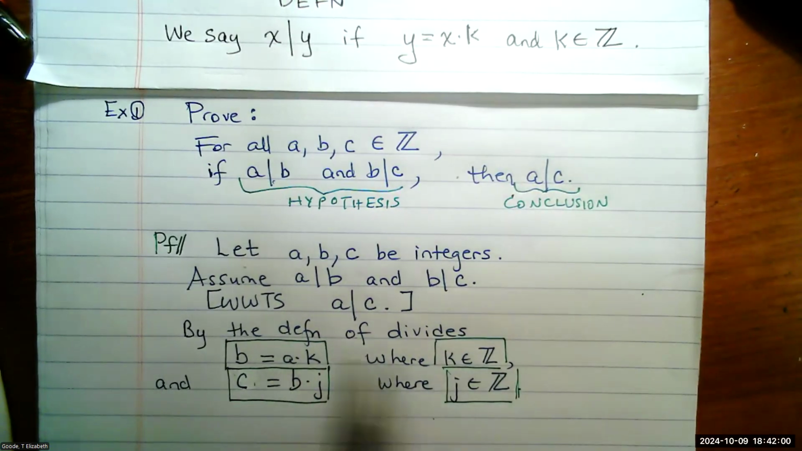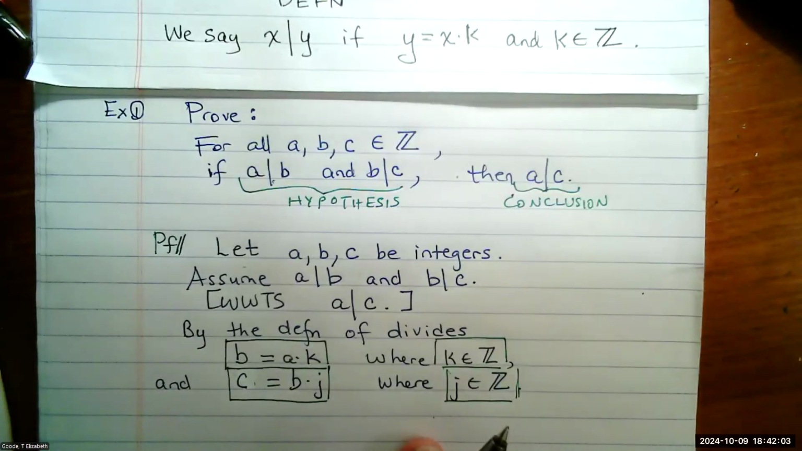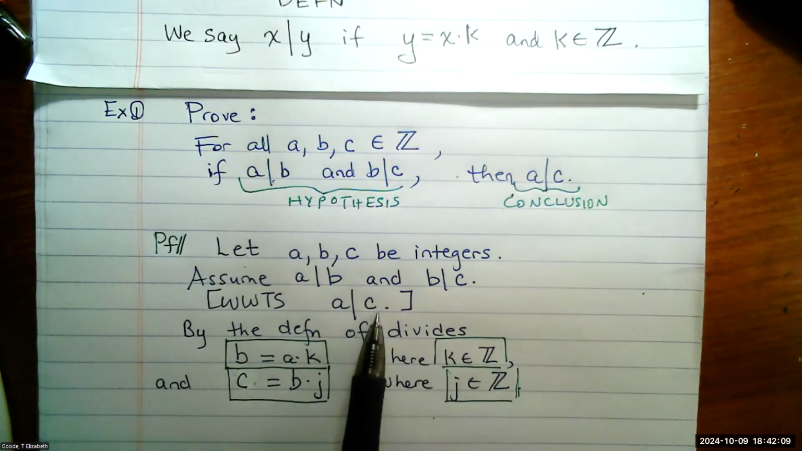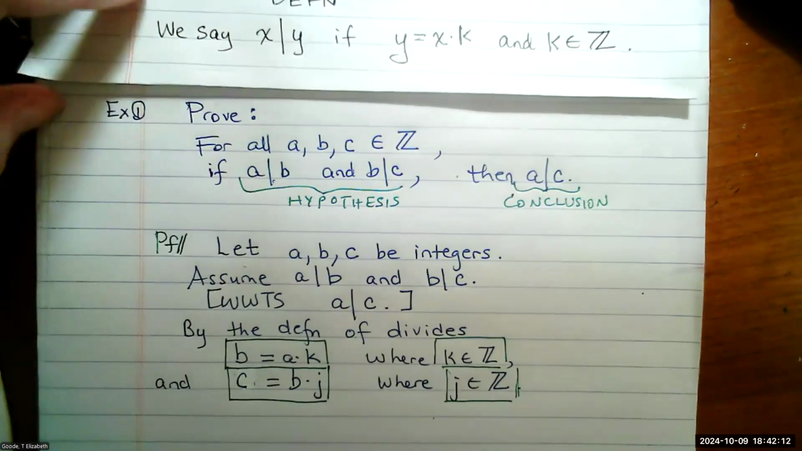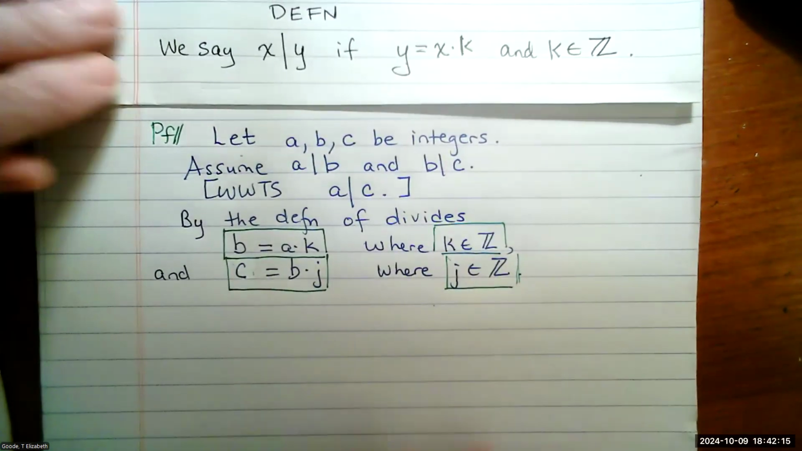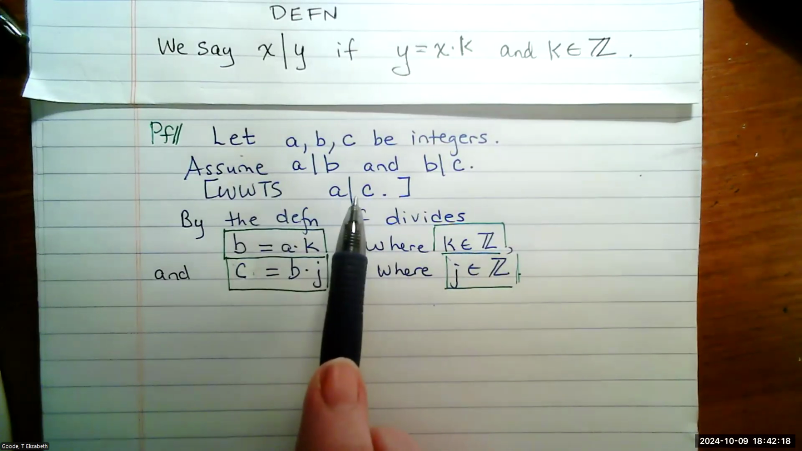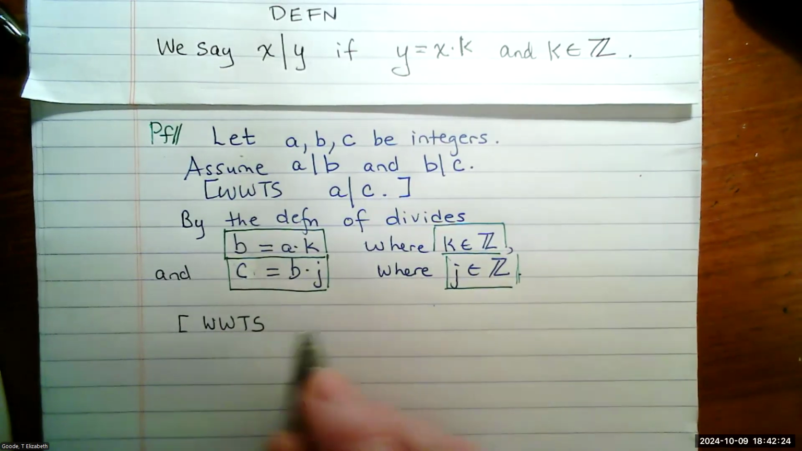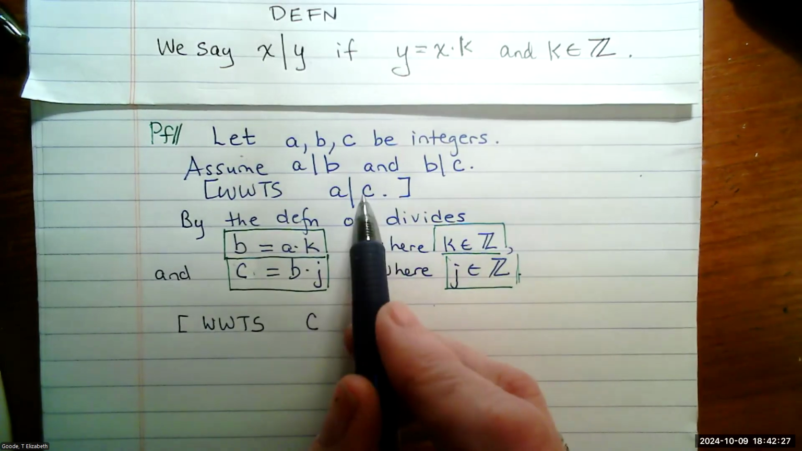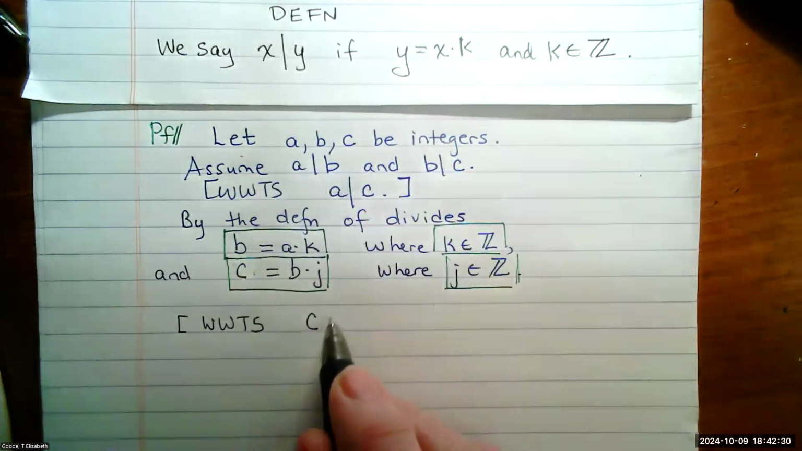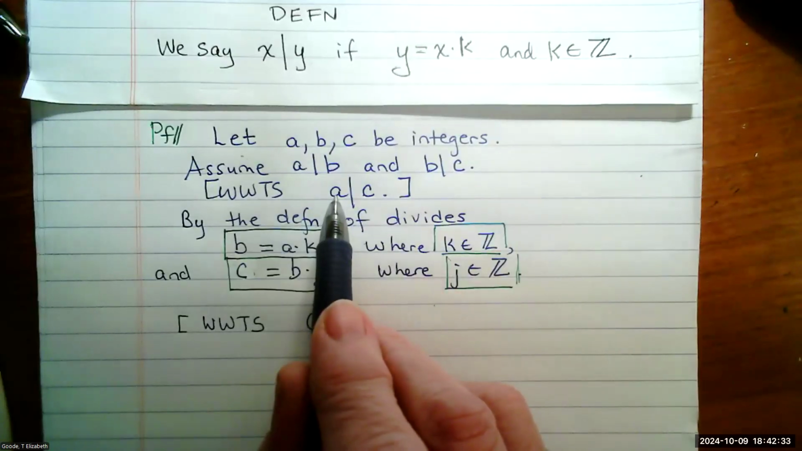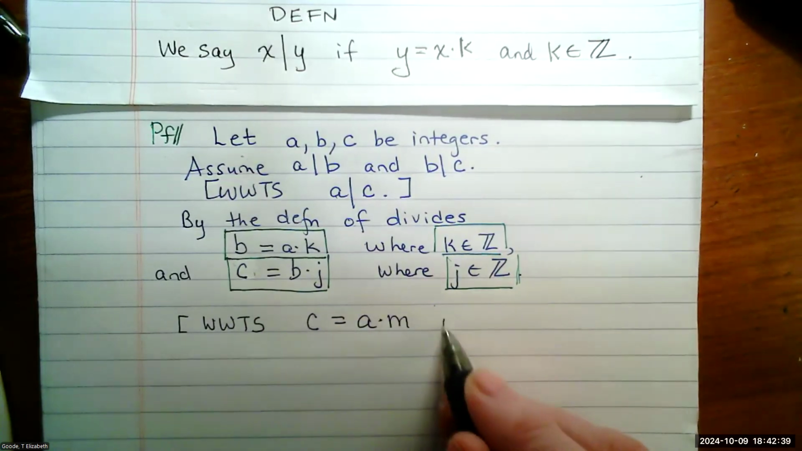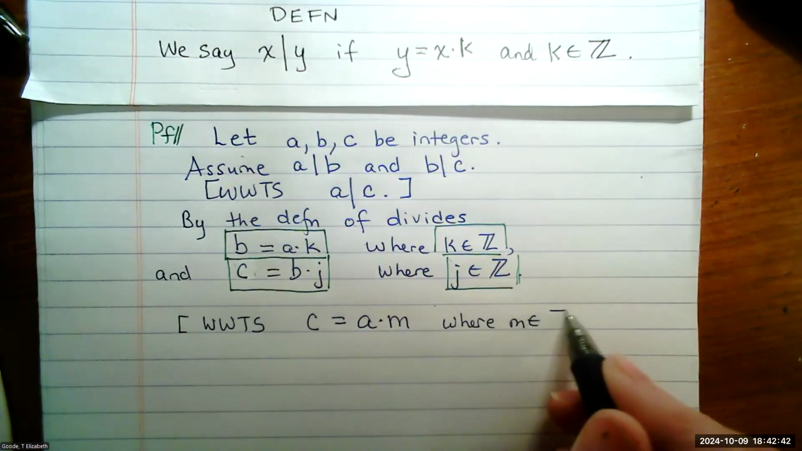Now, it's especially helpful with the definition of divides to unpack the wish. Like, what does it mean to say that A divides C? What is the work that we would need to do to prove that A divides into C? Let's write that down. What we wish to show is that C, that's the Y now, is equal to A, which is the X, times, I'll say M, we need a new letter, where M is in Z. So that's our wish.